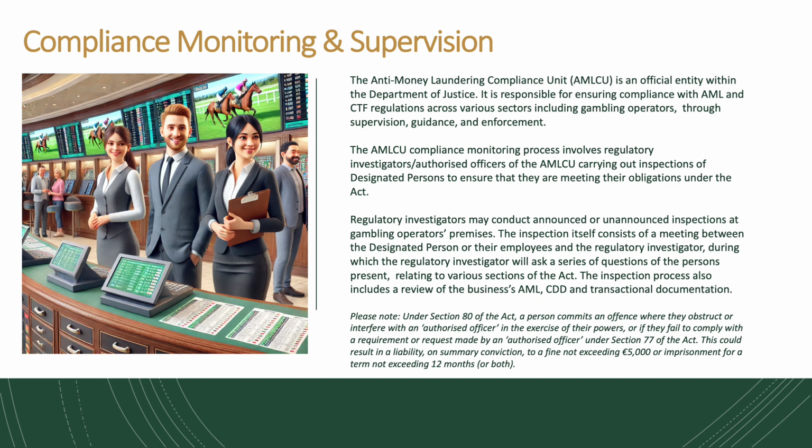Please note, under Section 80 of the Act, a person commits an offence where they obstruct or interfere with an authorized officer in the exercise of their powers, or if they fail to comply with a requirement or request made by an authorized officer under Section 77 of the Act. This could result in a liability, on summary conviction, to a fine not exceeding €5,000, or imprisonment for a term not exceeding 12 months, or both.